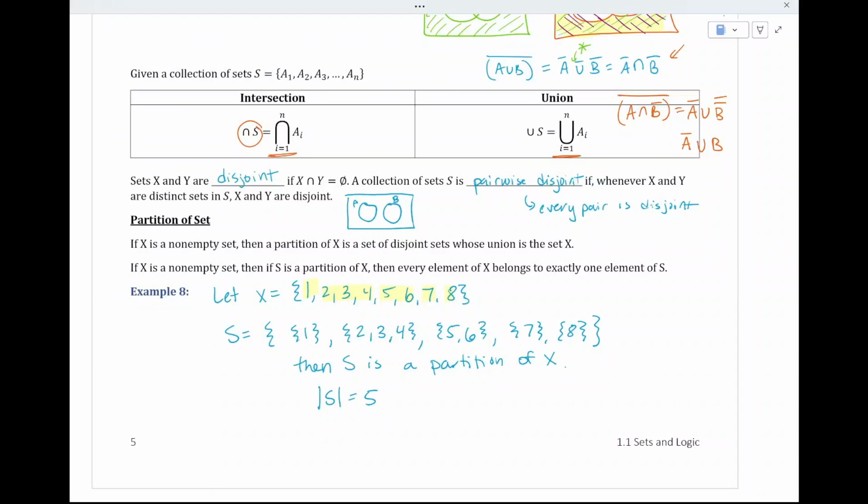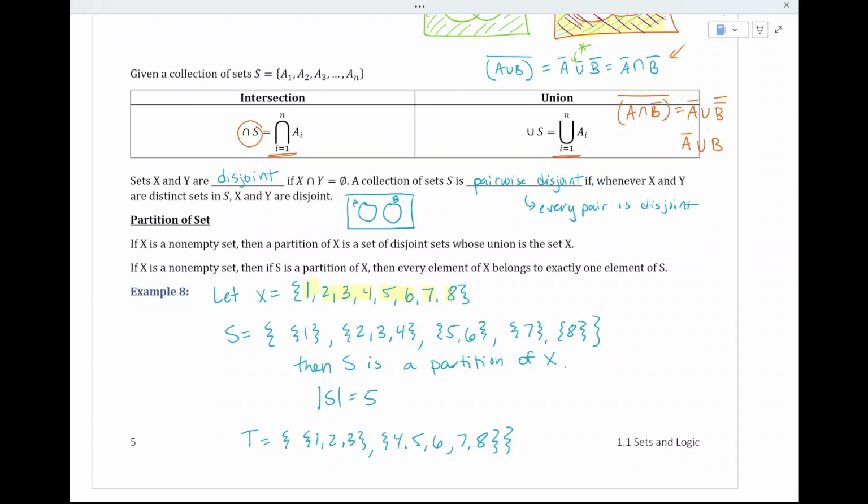But I could do another partition, let's call it T. Where T is the set of the set 1, 2, 3, and then maybe we'll do 4, 5, 6. Oh, let's just do the rest. 7, 8. So T is also a partition of X.